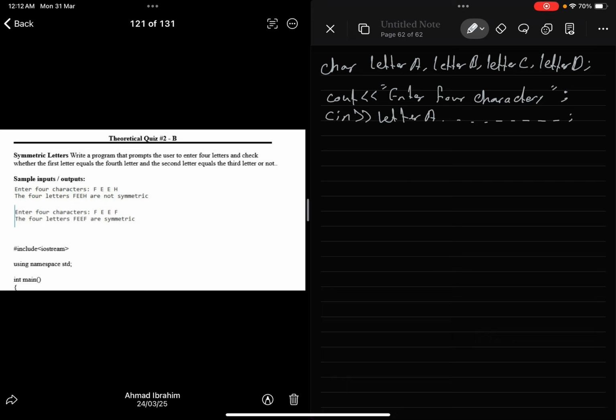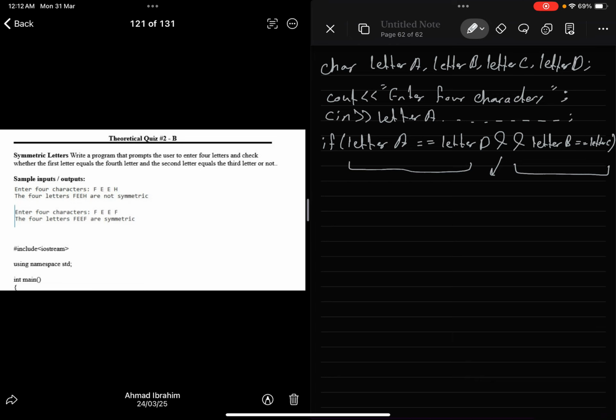Now here we have to use if. We have to write letter A equal letter D, and here we have to write and, because it has to be, yeah, so here and letter B equal letter C. It means that we have to be sure that the first condition and the second condition are both done.